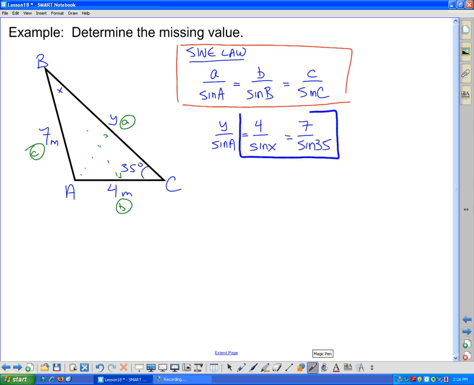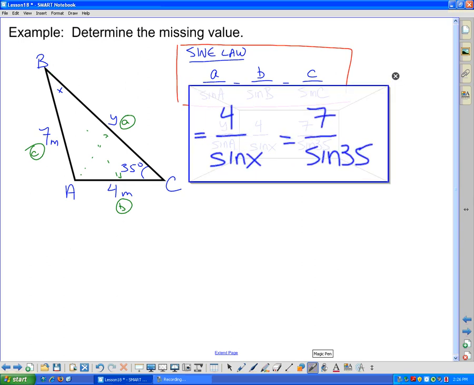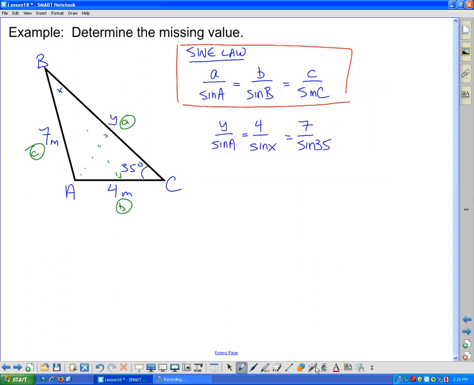If I take these 2 fractions, there's only one unknown, and that's the x. So I'm just going to group those and go over here with it. So I'm going to have 4 over sine x equals 7 over sine 35. I want to get sine x by itself. So what I'm going to do is multiply this side by sine x, and I'm going to multiply this side by sine 35. Inverse operation. So those would cancel out. Oops, but I also have to multiply this side by sine x.